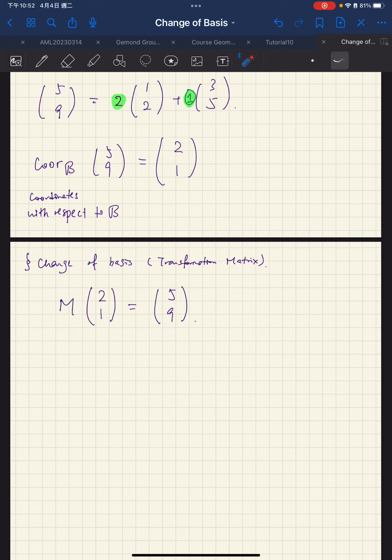What is this coordinate? You remember this 2, 1 is a coordinate in the B system, right? So we say it's the B system. So this is the input basis. And what is the output? The output is the standard basis, right? Standard basis, I just use STD for standard. So it's the output basis.